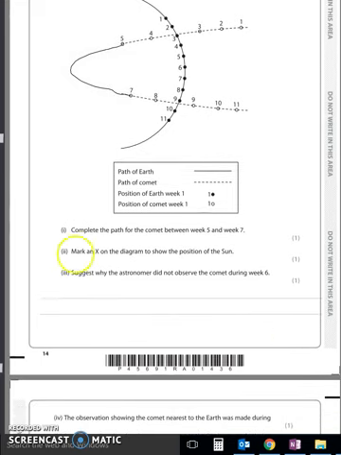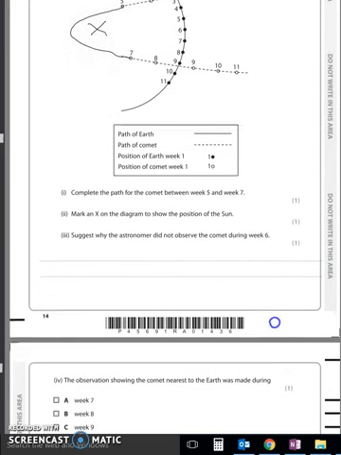And then we're going to go to 2: mark an X on the diagram to show the position of the sun. So we can have it somewhere here, because that comet is being pulled by the sun and it accelerates around it and out. So the comet was somewhere in there. Sorry, the sun would be somewhere there.